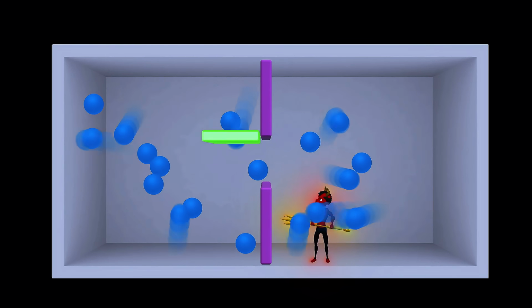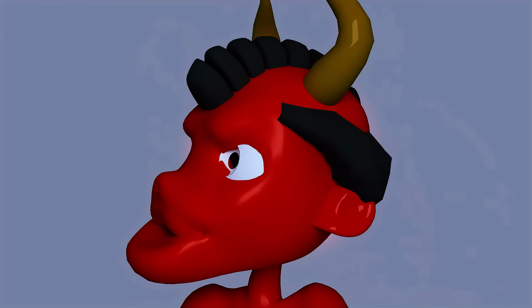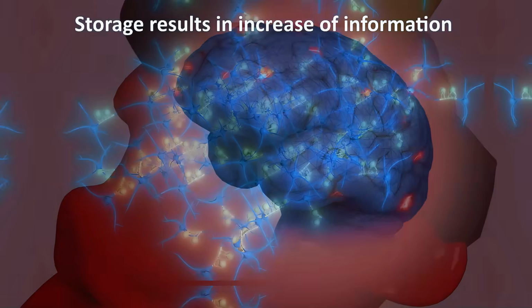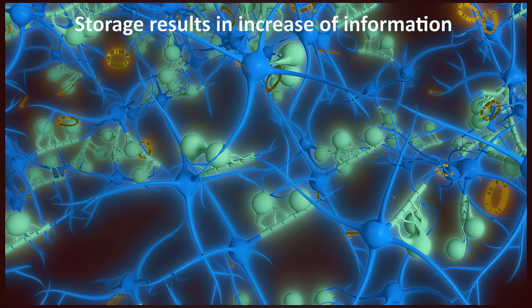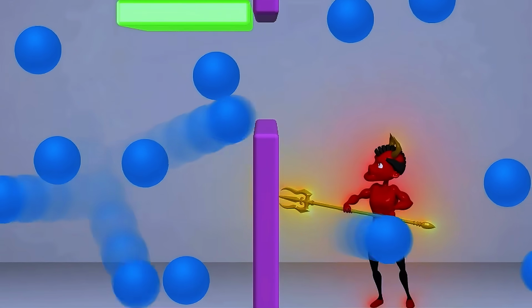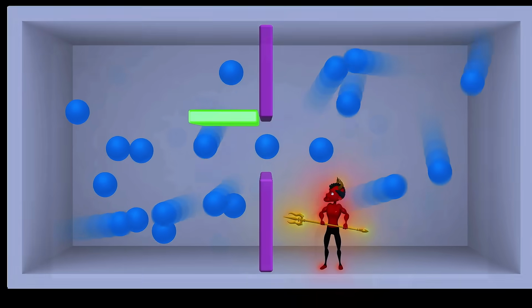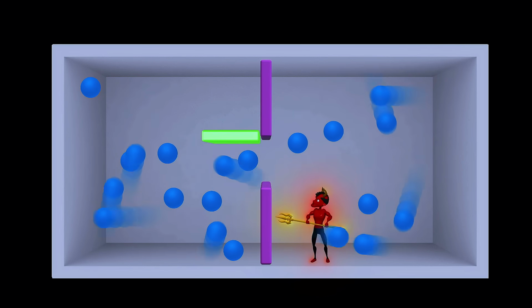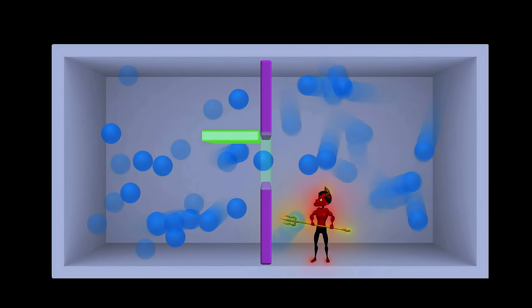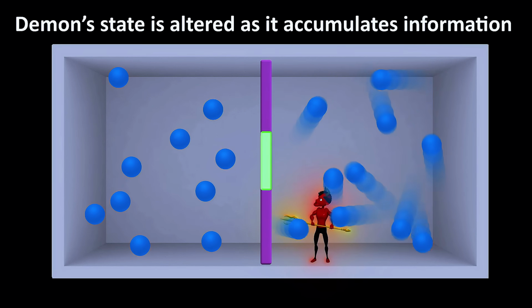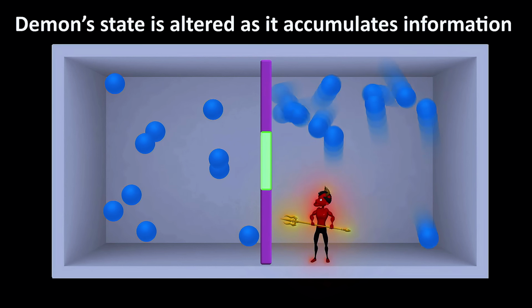Strangely, the increase does not occur during the measurement of particle trajectories or the movement of the door, but rather in the storage of information in the memory of the demon. For the demon to perform this task, it must acquire knowledge about the particles. This means that the demon, or the particle sorting system it ultimately represents, must begin in a known and predictable state. As it interacts with each particle, this state is affected and it accumulates information.